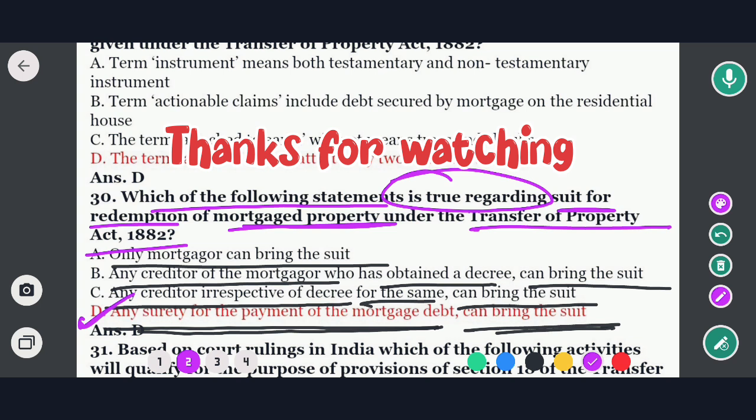That means any surety for the payment of the mortgage debt can bring the suit. Okay, so in this case, Option D would be the correct answer.